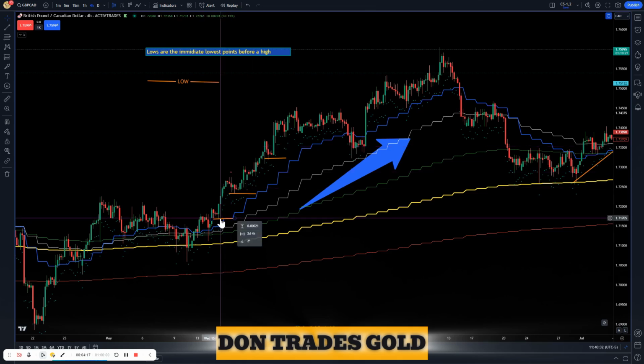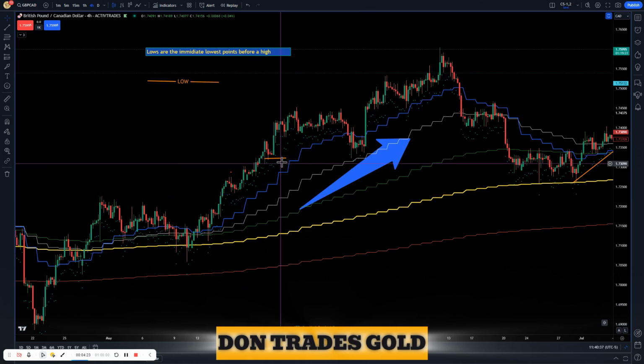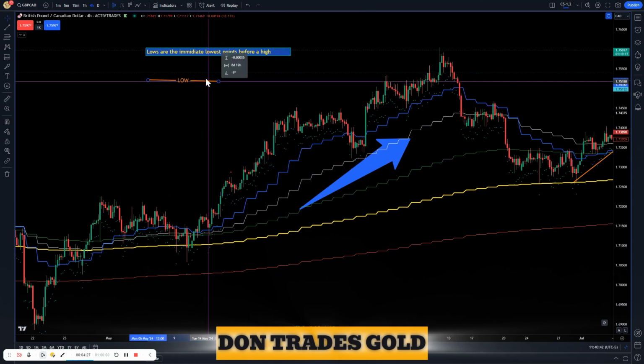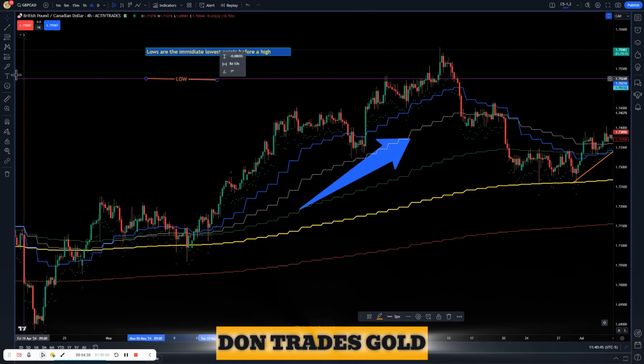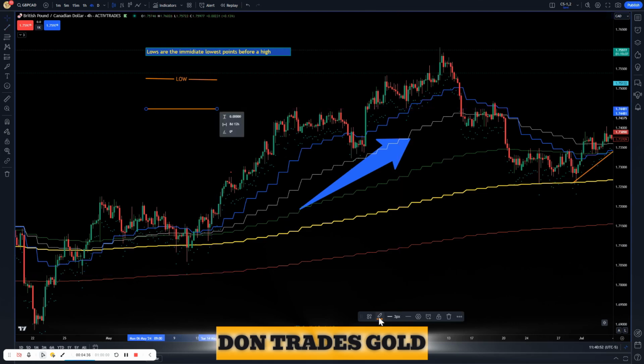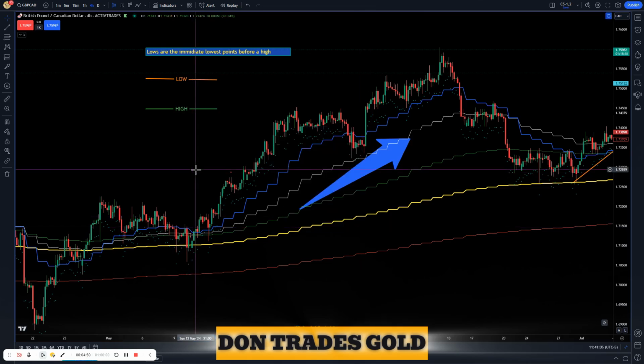So if we just delete these drawings that I just made here, right? So this orange line is the low, and I would mark another line in a different color. Let's mark it green and do a text as high. Let's make it capital letters. All right, so now I'll be representing highs with the green lines and the lows with the orange lines.